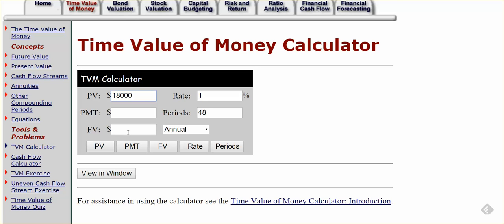So I don't need to enter anything in the future value cell, but I need to decide which one to press, because when I press it, it computes that particular one. So am I trying to solve for the future value or the payment? I'm trying to find the monthly payment. So there's my minus $474, which agrees with what we calculated already. Now, again, it's giving me a negative sign in front of that payment because I input a positive sign as the present value.